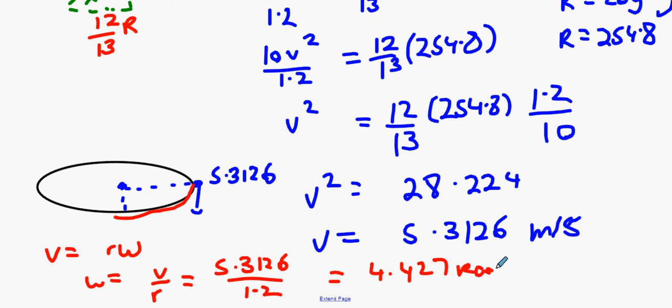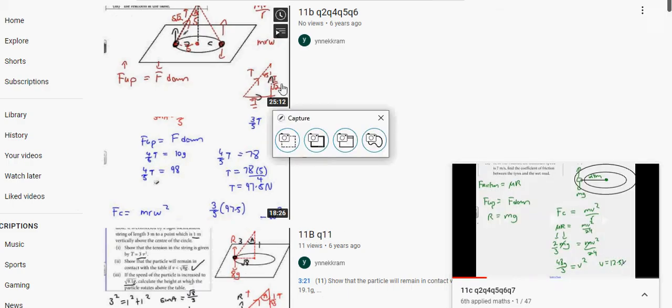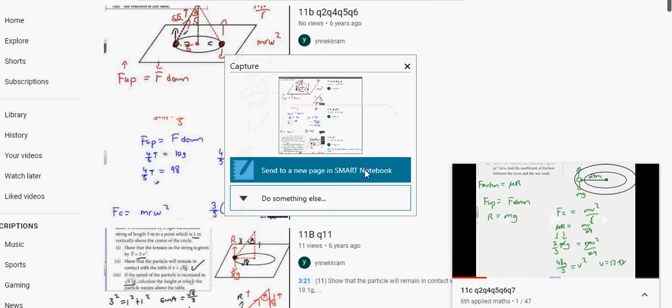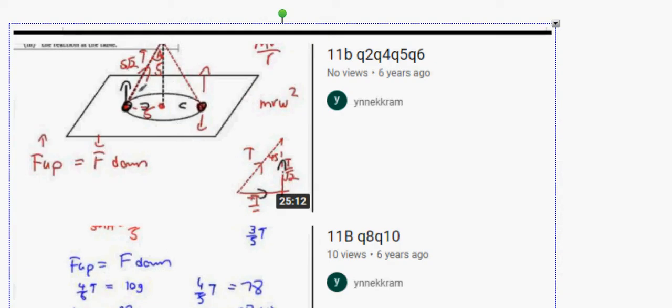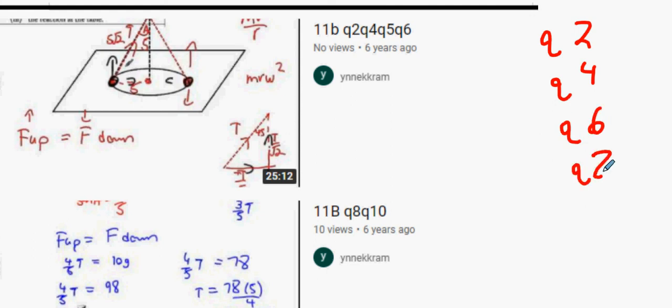Now, for homework tonight, we have a couple of these questions to do. They're on my YouTube channel. If you're stuck, I'll upload it onto Google Classroom pretty soon. But we'd obviously like you to have a go at 2, 4, did we do 6? I don't think we did. 6, 8, 10, and 11. Okay.